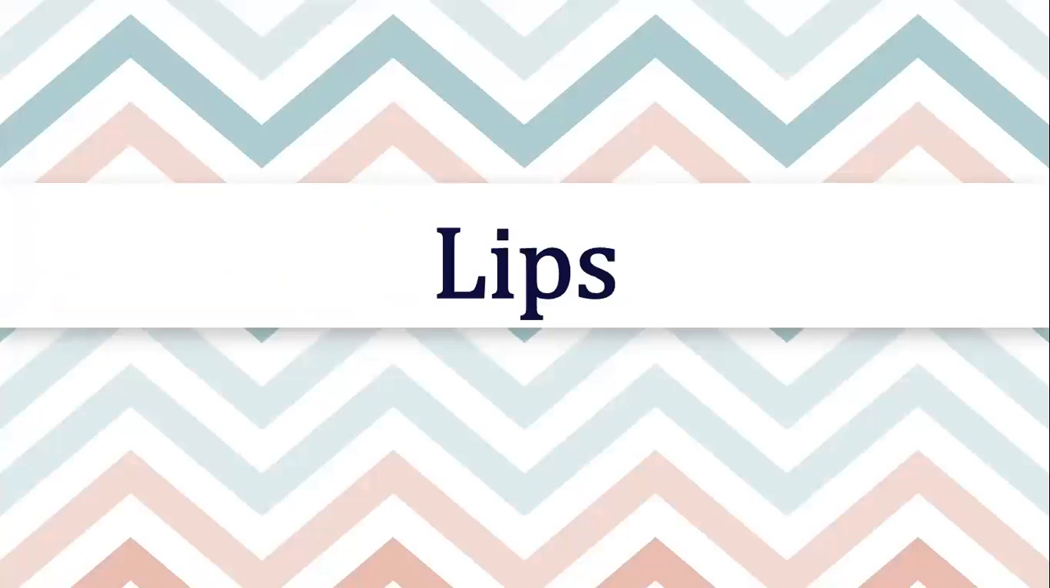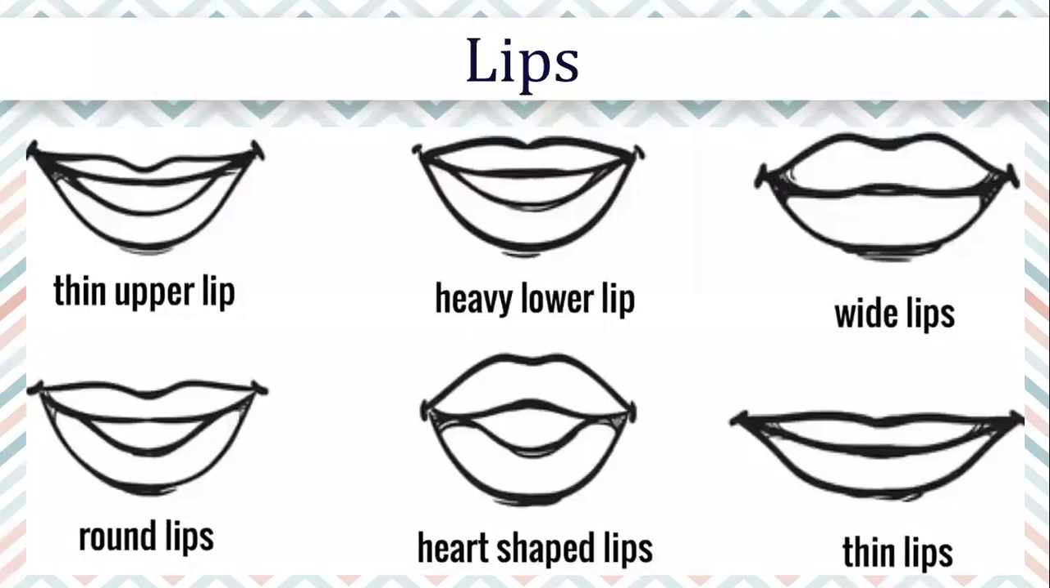A very simple line is used to describe the lips of the person. They can be thin, they can be heart shaped, they can be round, they can be wide. Maybe they can have heavy lower lip or heavy upper lip or thin upper lip or thin lower lip. It all depends on the face.